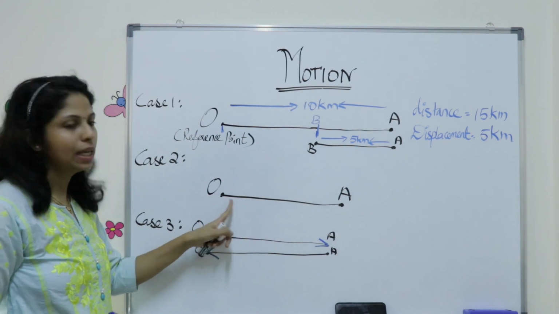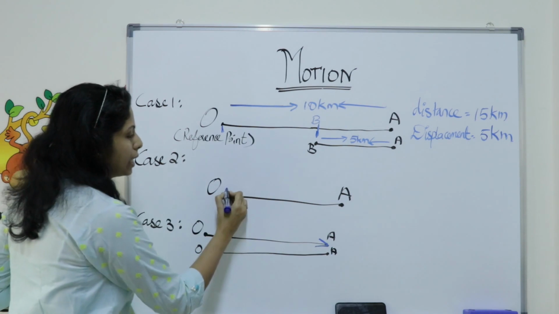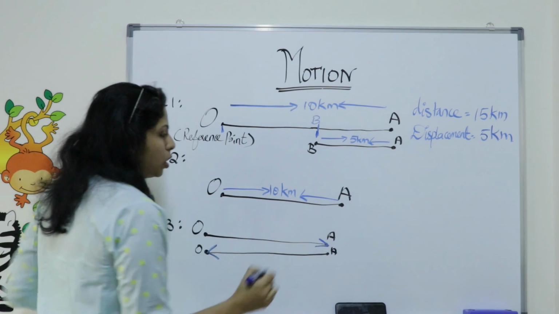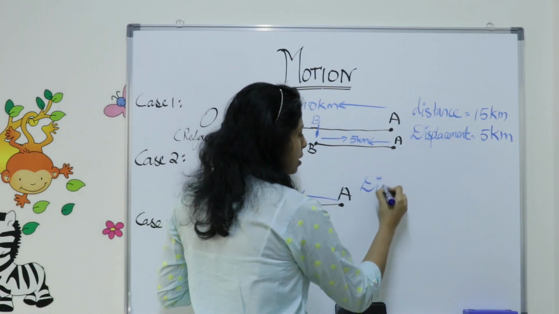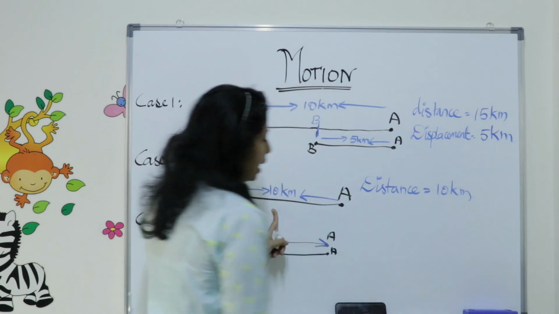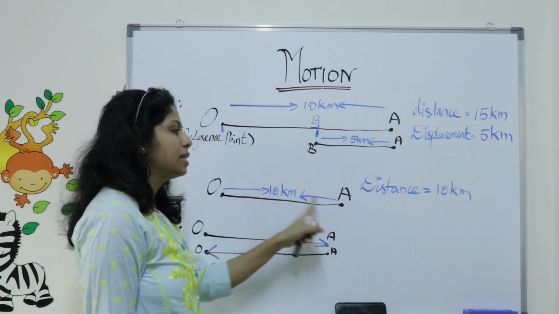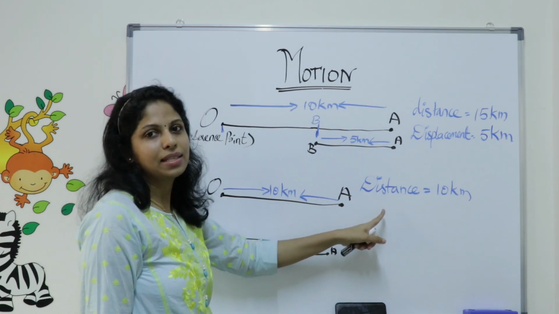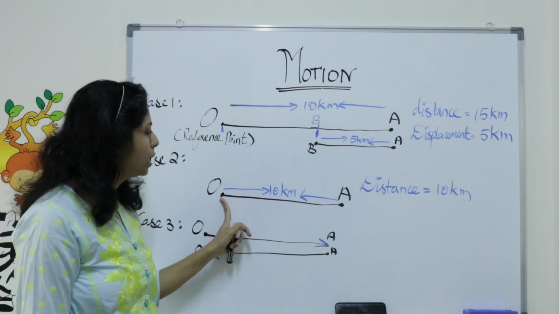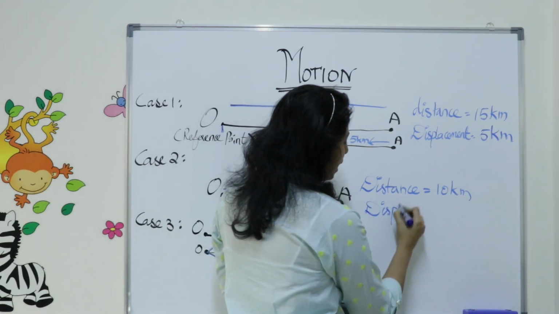In this example, in case 2, we'll take the distance between O and A as 10 kilometers. So here, what is the value of distance? Yes, the value of distance is 10 kilometers. And what is the value of displacement? It is the same. It is equal to the distance, because there is only one short distance, that is between initial position and final position.